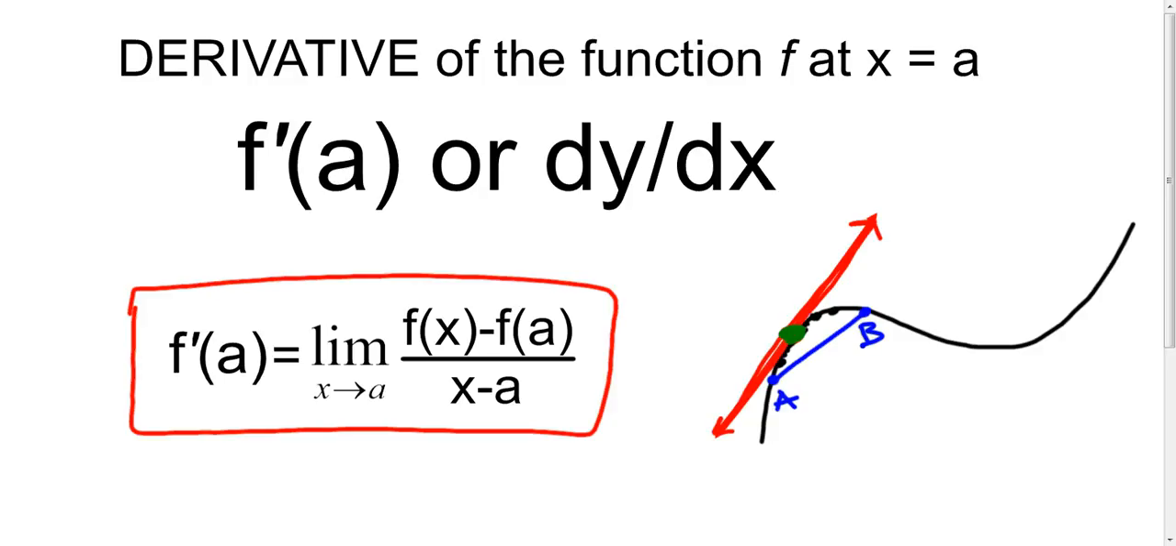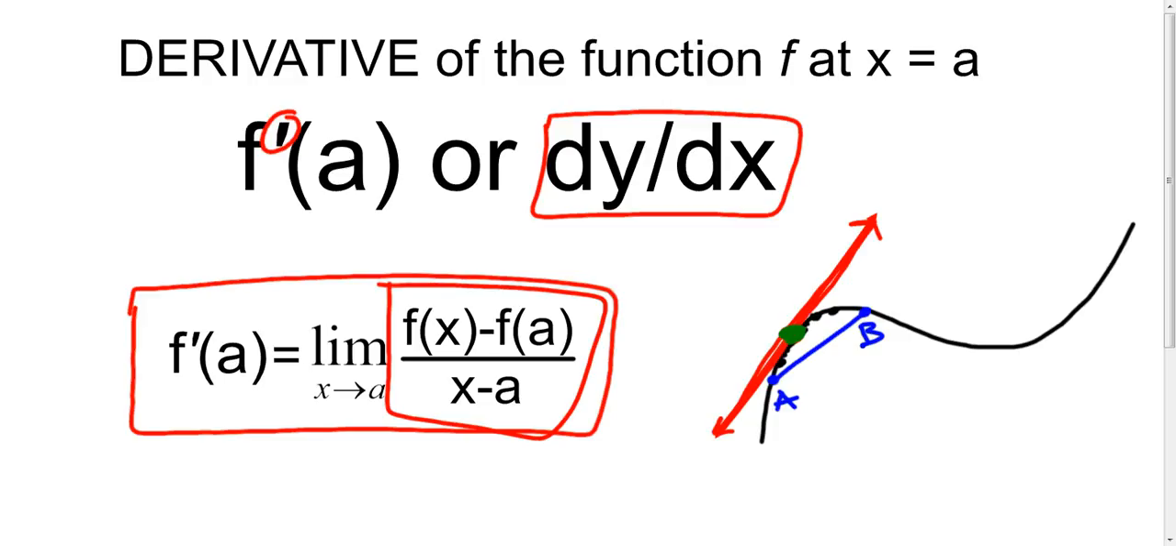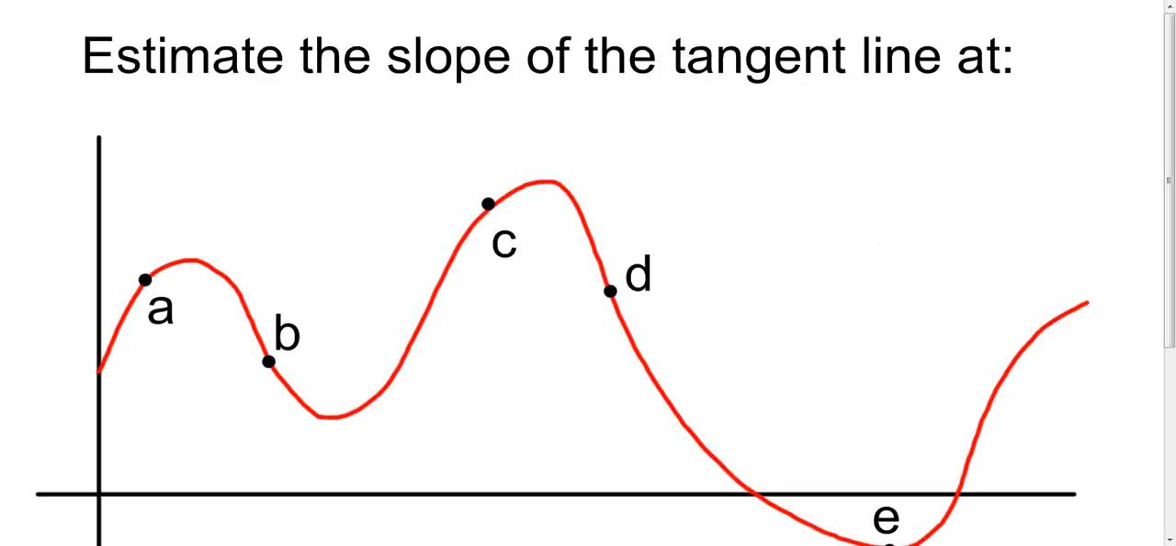Derivatives are noted by this little apostrophe up here, or sometimes derivatives are labeled as dy dx. It stands for change in y over change in x. And again, that should be familiar too because this is really truly nothing more than a slope. So hopefully that brings some things together here.